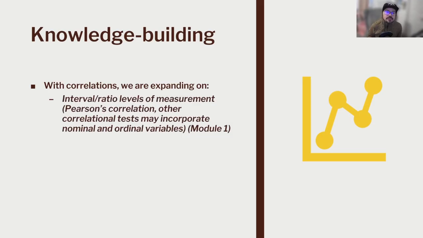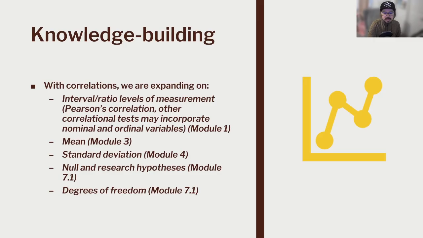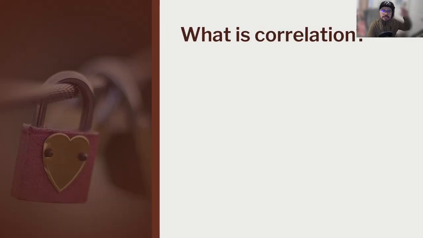We're going to be focusing on one specific type of correlational test called Pearson's correlation, and other correlational tests may incorporate nominal and ordinal variables. However, for what we're doing in this course, we're focusing more specifically on interval and ratio variables. We'll also be working a little bit with the mean, a little bit with standard deviation, and then our null and research hypotheses. Of course, we're going to incorporate our degrees of freedom. There is a degrees of freedom formula for this particular test, as we've seen with our other tests.